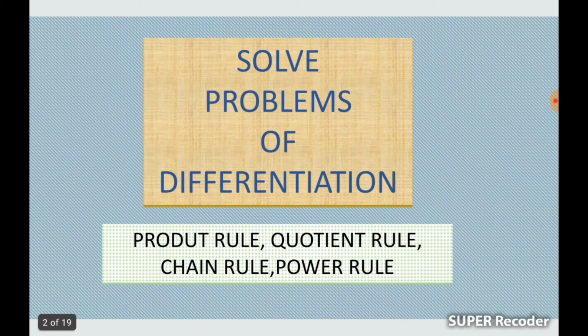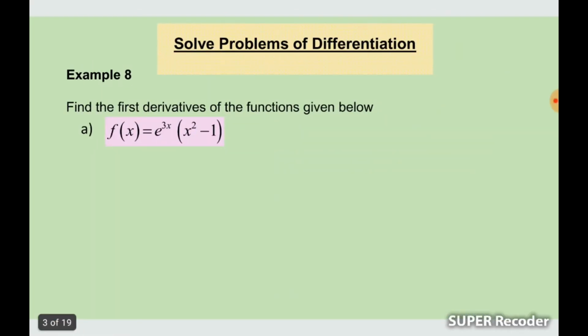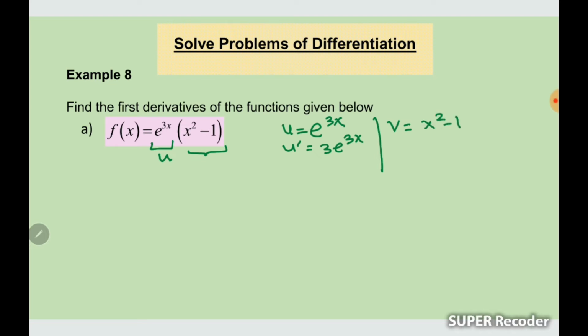Solve problems of differentiation involving product rule, quotient rule, chain rule and power rule. Example 8. Find the first derivative of the function given below. A, f(x) equals e to the power of 3x times (x squared minus 1). To solve this question, you need to let u equal e to the power of 3x. Then you will get u prime equals 3e^(3x). v equals the second term, that is x squared minus 1. Then you will get v prime equals 2x.